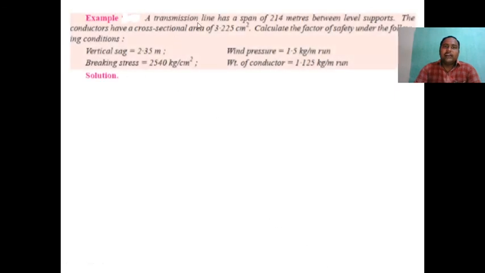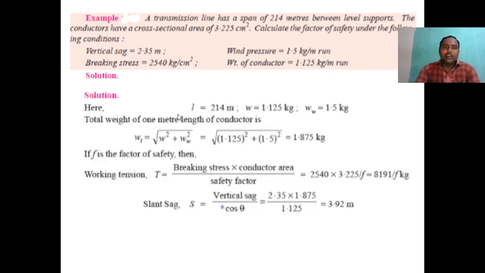Another example: a transmission line has a span of 214 meters between level supports. The conductor has a cross-sectional area of 3.225 centimeters square. Calculate the factor of safety under the following conditions: vertical sag 2.35 meters, wind pressure 1.5 kilogram per meter run, breaking stress 2540 kilogram per centimeter square, weight of conductor 1.125 kilogram per meter run. Here the length of span is 214 meters, weight of conductor 1.125 kg, weight of wind 1.5 kg. So the total weight is equal to root of W square plus Ww square.